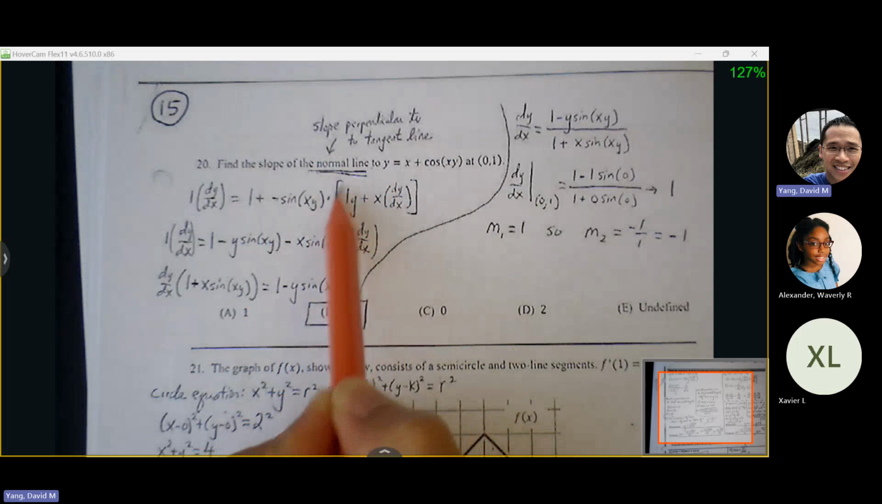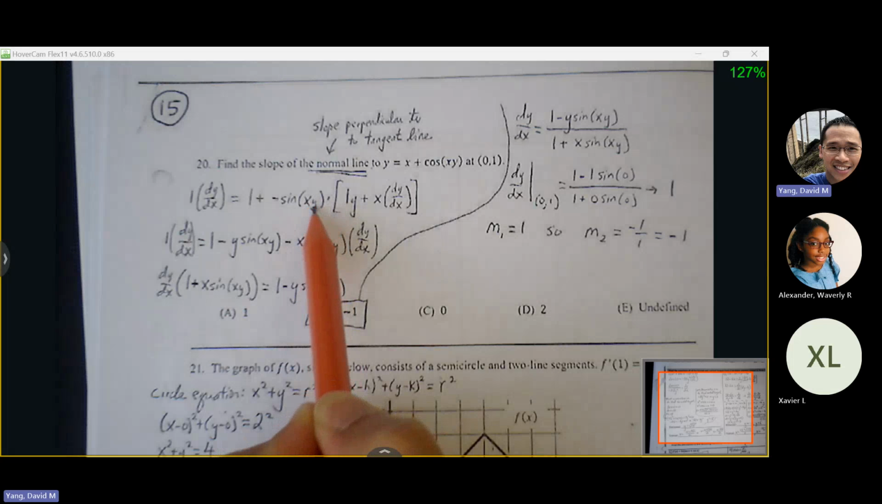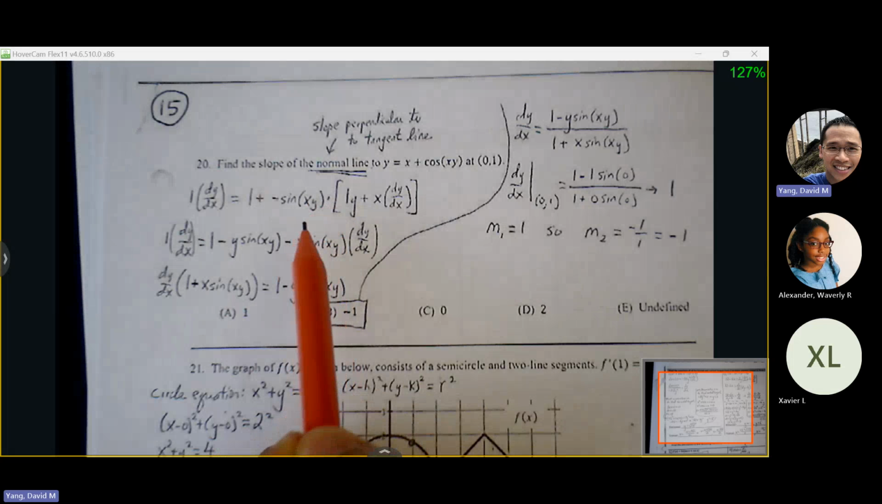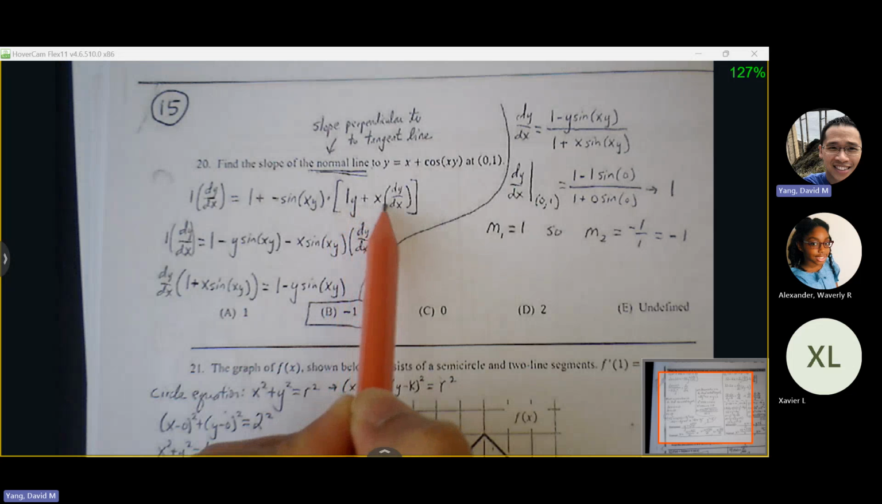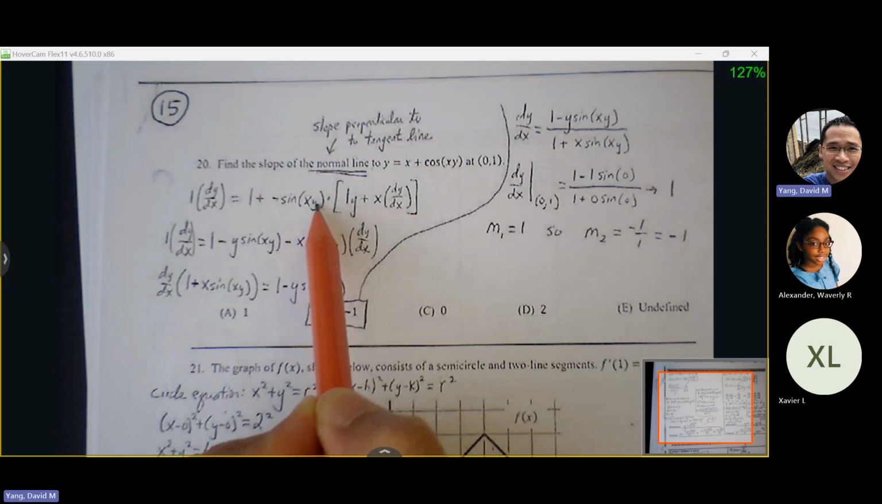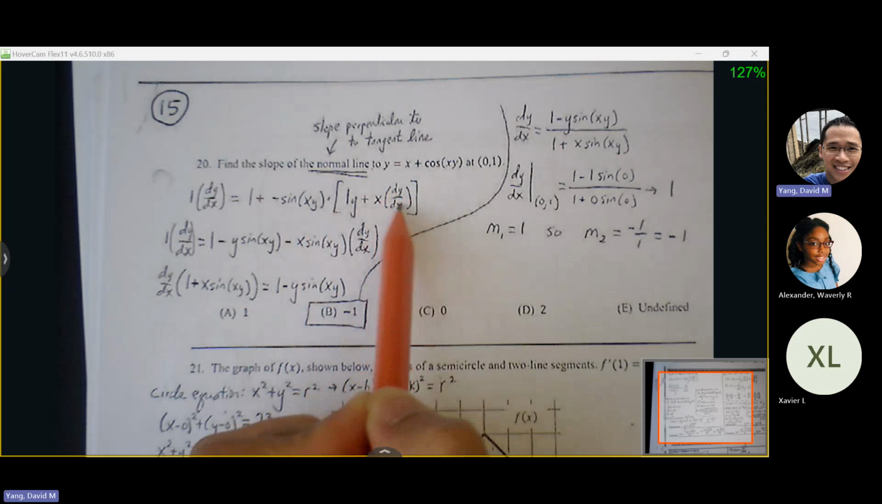And u prime means I have to find the derivative of that xy. And to get the derivative of that xy, I got to go through product rule. So f prime times g plus f g prime. And because y's derivative is implicit, I got to do times dy dx.